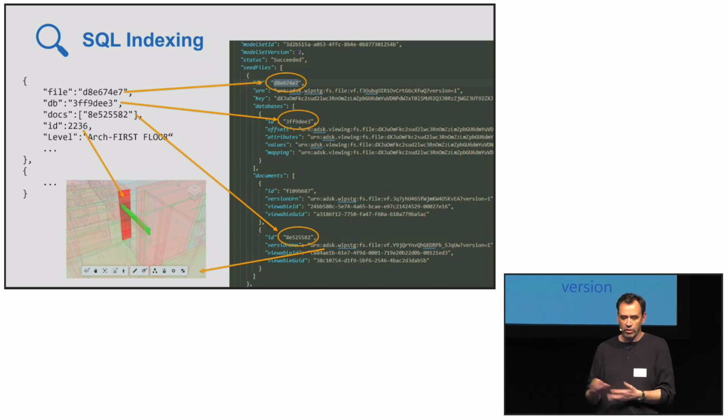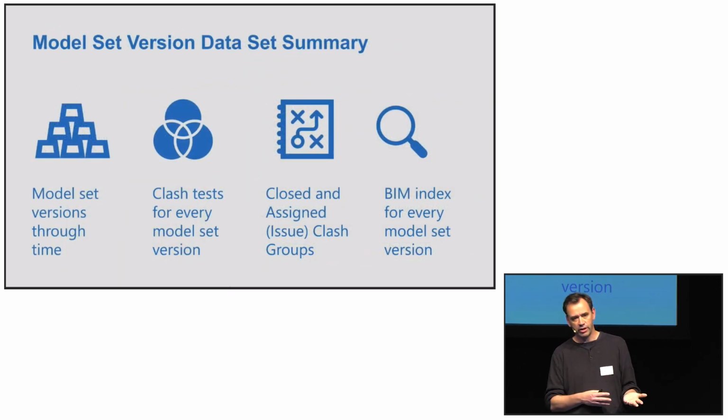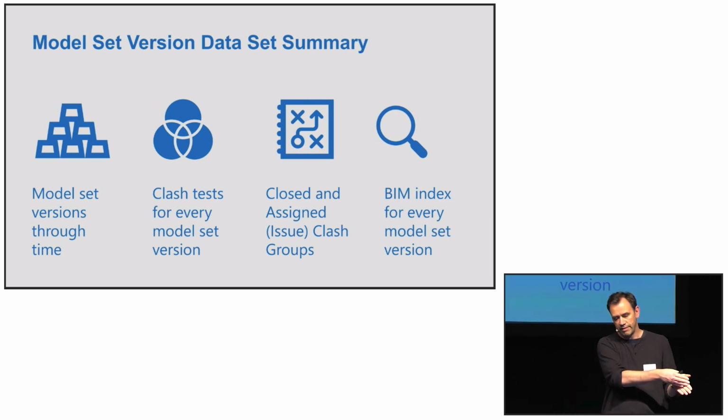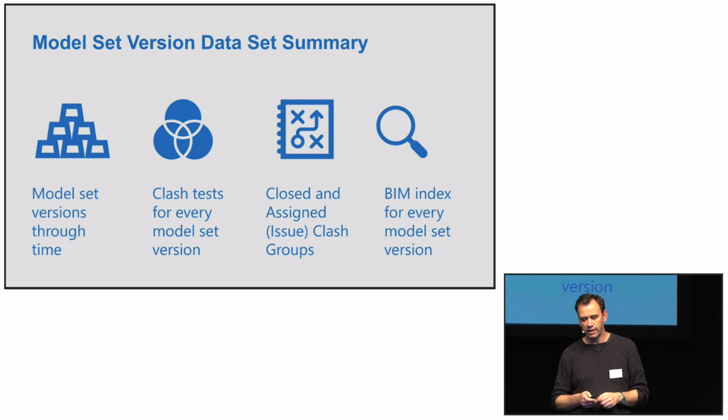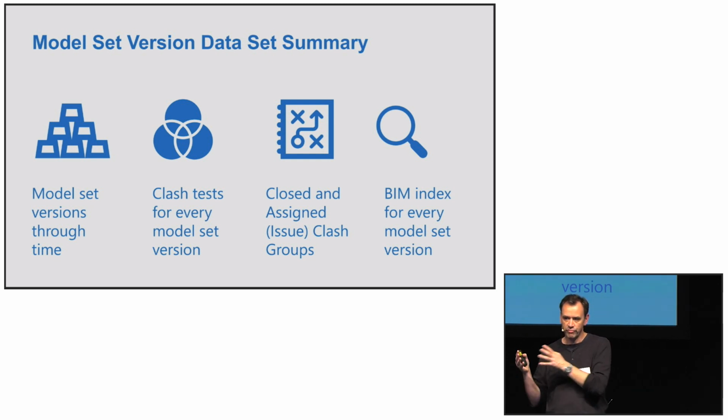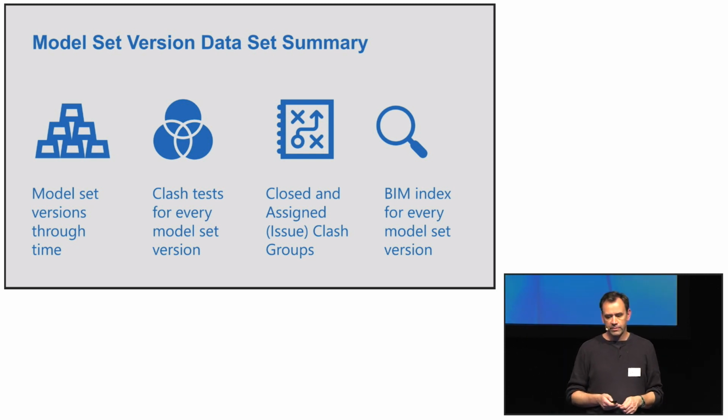So in summary, what have we shown? We've got model set versions through time. Those are your immutable points through time where you can look at the data across your project. You've got clash tests against that for every model set version, which you can look through time as well and look at the change in clashes. You've got an issue resolution workflow that you can connect into the index to the issue service in BIM360. And then you've got this really powerful BIM index for every model set version, which allows you to really dig into the data and classify it.